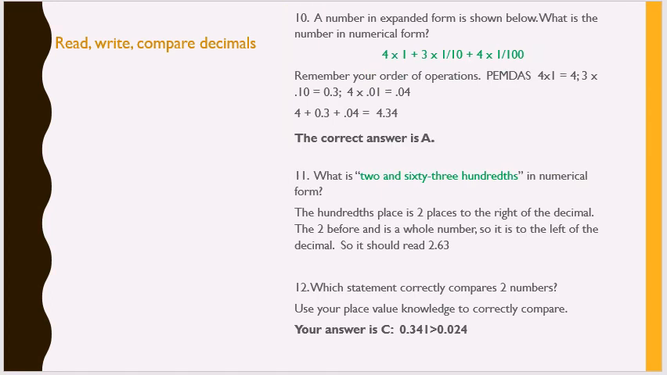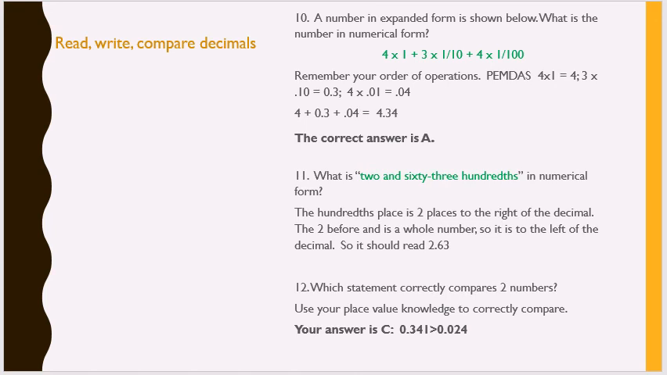So here are the solutions for problems 10, 11, and 12 on reading, writing, and comparing decimals. Number 10, a number in expanded form is shown below. What is the number in numerical form? So remember your order of operations, PEMDAS. Okay, we have no parentheses. So we move on to exponents. We have no exponents. We move on to multiplication. We do have multiplication. So we start at the front and solve our multiplication in order from the front. 4 times 1 is first. 4 times 1 equals 4.